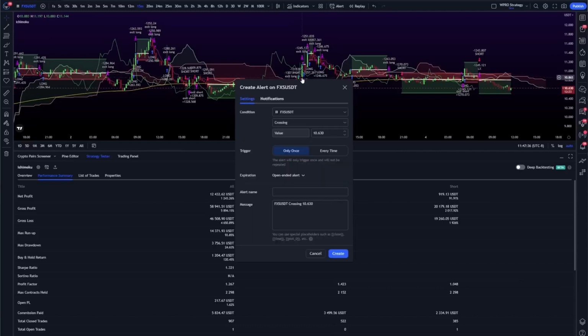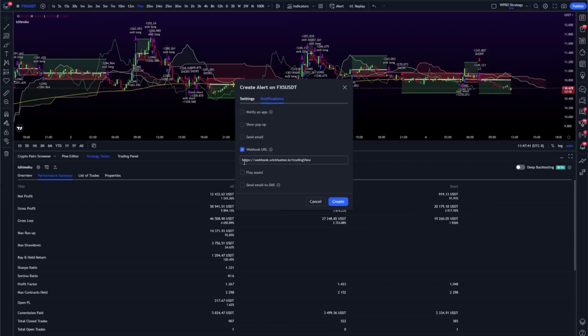All right, so the first thing you're going to have to do is select the alert box up here in the top bar, head over to notifications, and this is the webhook URL for Wickhunter. Now, if you can't select this box, it means that you don't have a paid plan for Tradingview. Unfortunately, there's no way around this. You're going to have to register for Pro. You can get a 30-day trial for free.